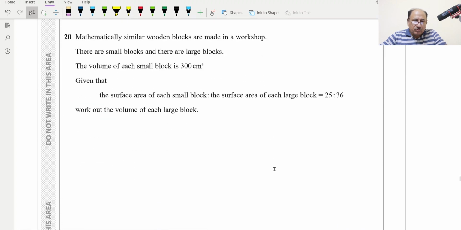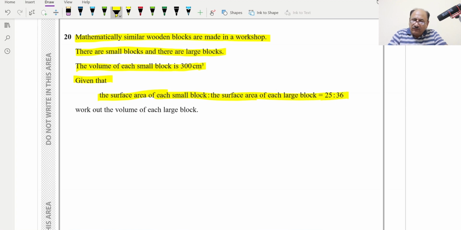Now question number 20. This is a similarity question. Basically, mathematically similar wooden blocks are made in a workshop. There are small blocks and there are large blocks. The volume of each small block is 300 centimeter cubed. Given that the surface area of each small block to the surface area of each large block is in the ratio 25 to 36, work out the volume of each large block.